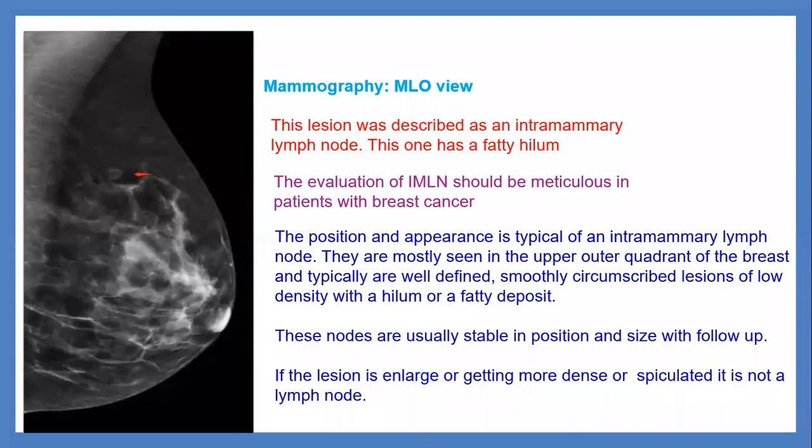Okay, this is an example here. This is an intramammary lymph node. This lesion was described as an intramammary lymph node, has a fatty hilum. The evaluation, as we mentioned, should be meticulous. The position is typical of an intramammary lymph node, and there is central lucency, which signifies the fatty hilum, and usually it should be stable on follow-up.